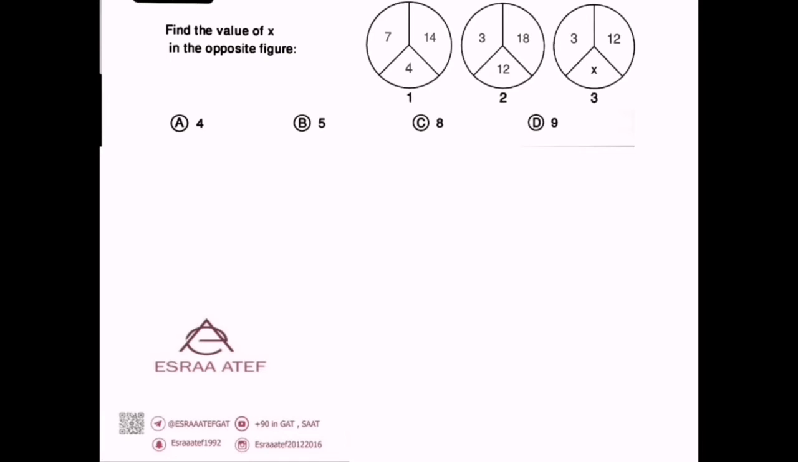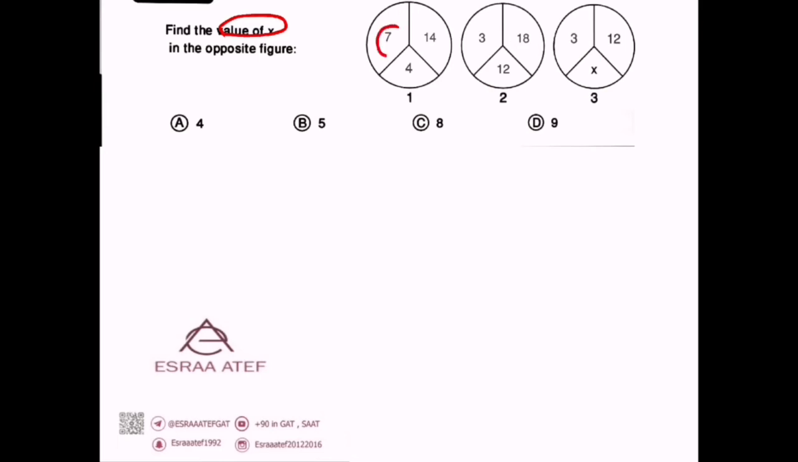Okay, here he wants to get the value of x. We have 3 circles and each one has 3 numbers. How can we get x? Because we have 3 circles, we have a relation between them. So we try to get the relation between them. How can we get it?